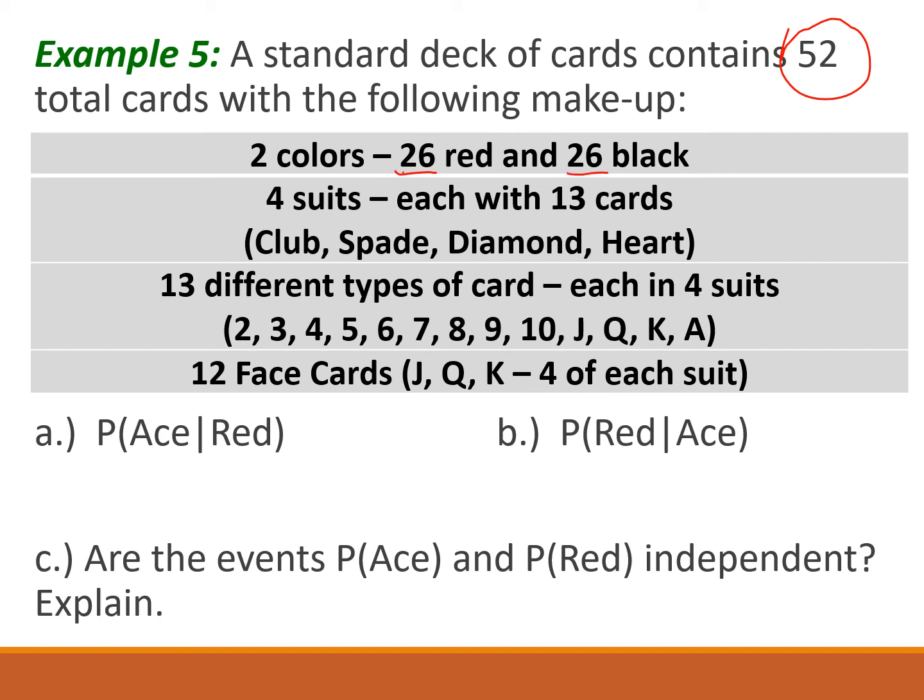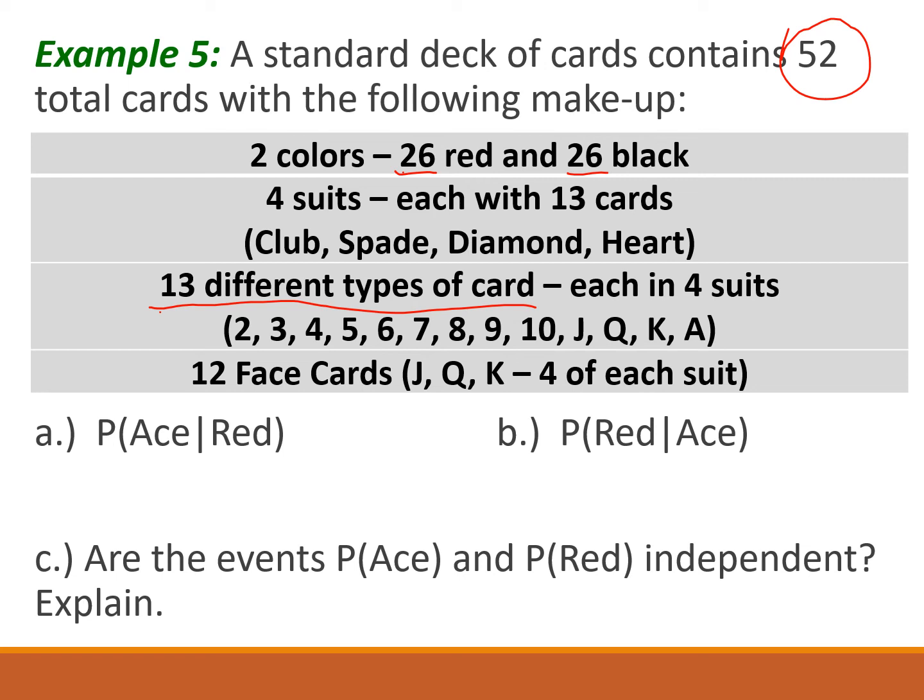There are 4 suits: clubs, spades, diamonds, and hearts. Clubs and spades are black, diamonds and hearts are red. Each of those suits have 13 cards. And those 13 types of cards are listed here. Goes 2 through 10, and then Jack, Queen, King, Ace.